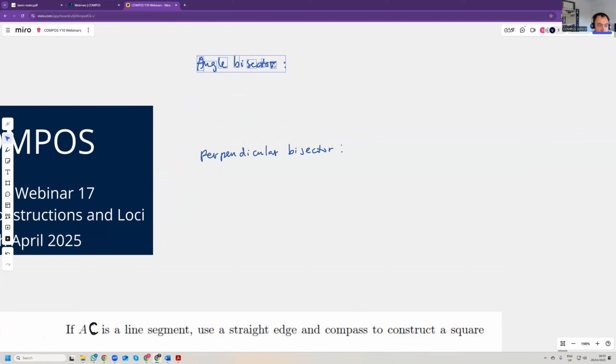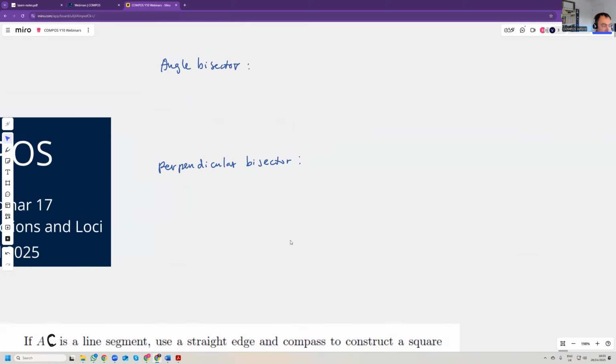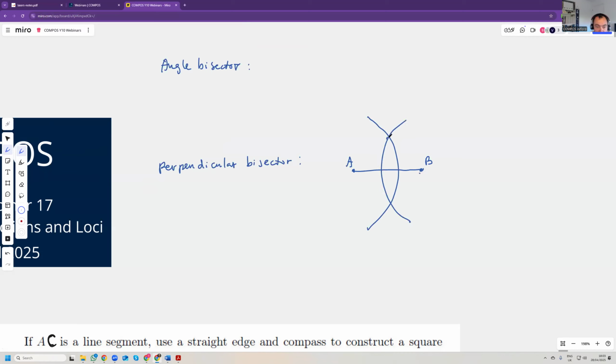So, for example, if you want a perpendicular bisector, you just take AB as a given line, and you need a perpendicular bisector. So you draw a circle with center A, and you draw a circle with center B. You find where they meet, and your perpendicular bisector goes through these two points. So this is the perpendicular bisector.